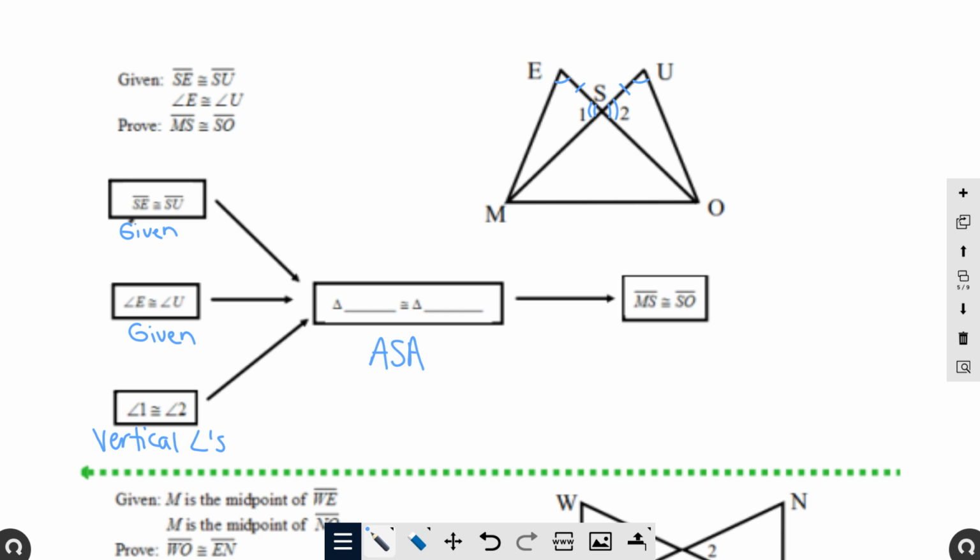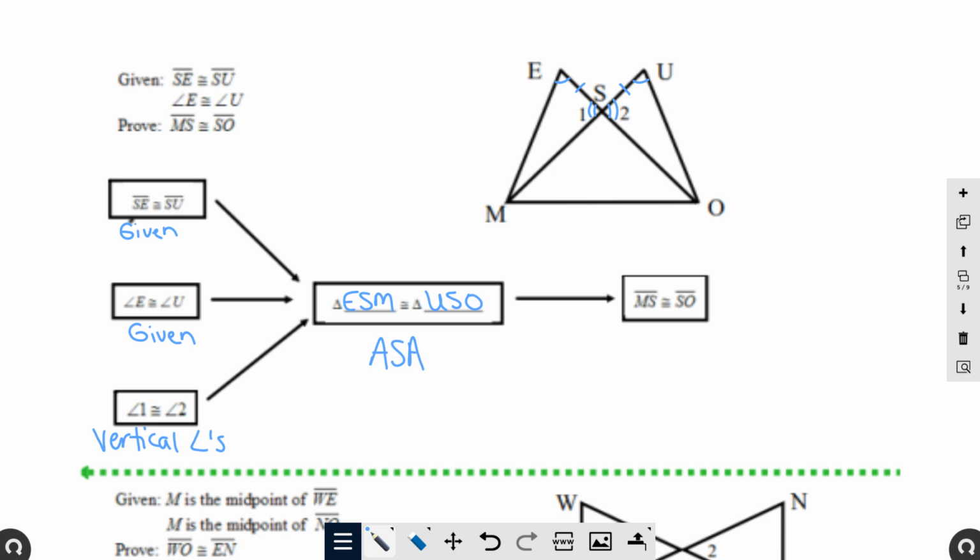How about I call the first one ESM? ESM is congruent to USO. So E and U were the ones that were marked congruent. S has the vertical angles, and M and O are additional angles. Now, the last box is what we wanted to prove. MS is congruent to SO.